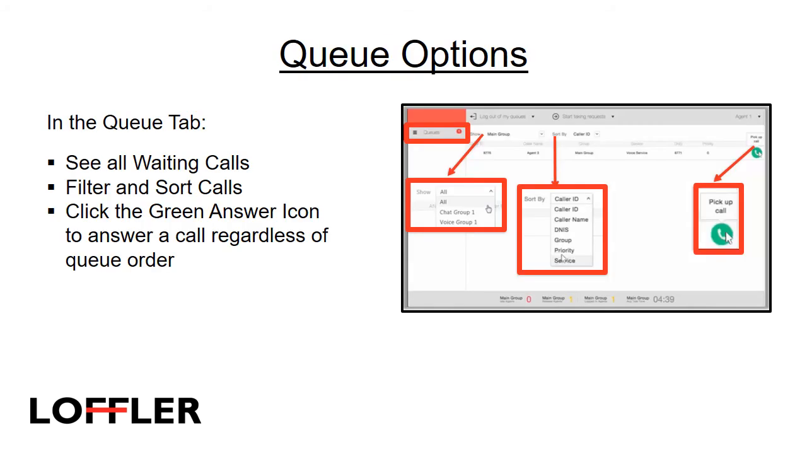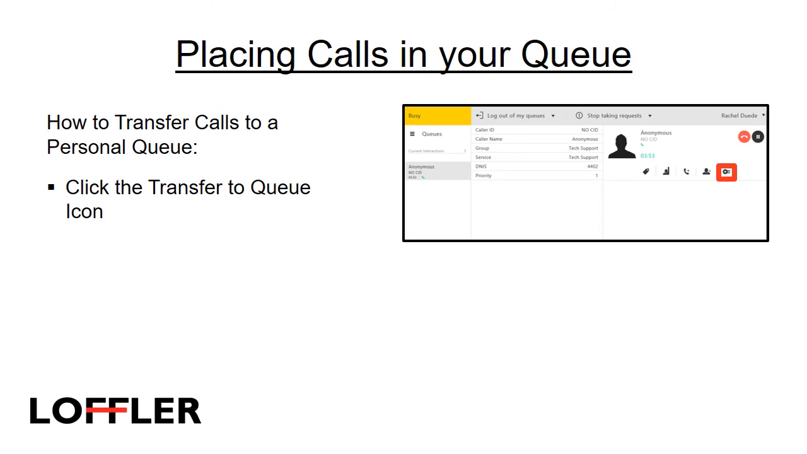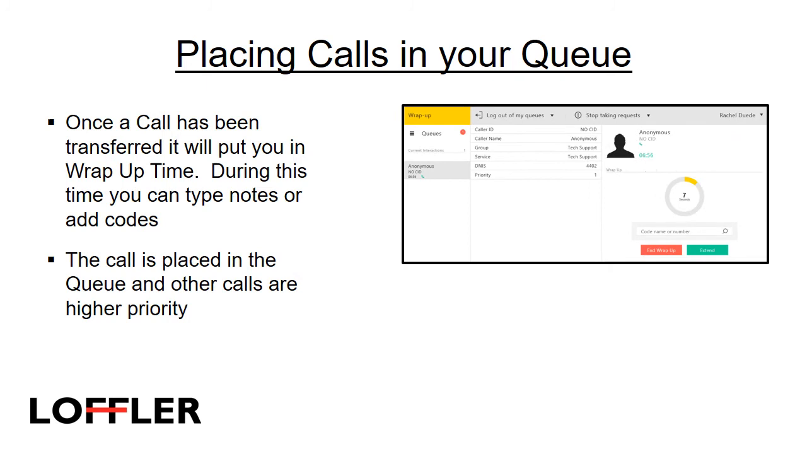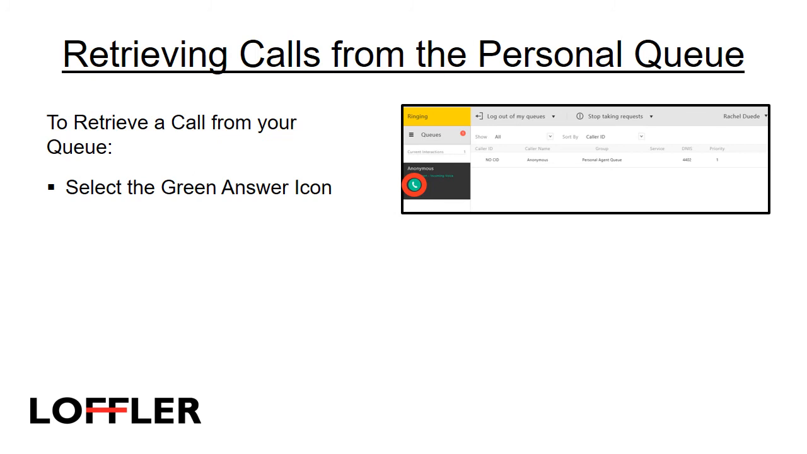When you click on your Queue tab, you can see all the calls that are waiting. You can filter and sort calls, or if you click the green answer icon, you can answer a call regardless of the queue order. To transfer a call to your personal queue, click on the Transfer to Queue icon. Once the call has been transferred, it will put you in wrap-up time. During this time, you can type notes or add wrap-up codes. The call is placed in the queue, and other calls that ring in are of higher priority. To retrieve a call from your personal queue, select the green answer icon.